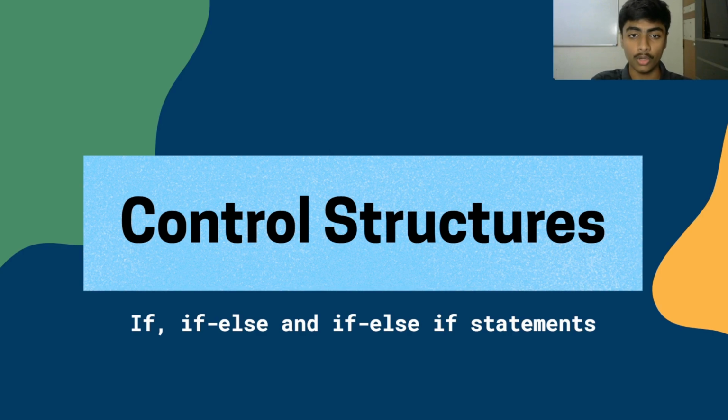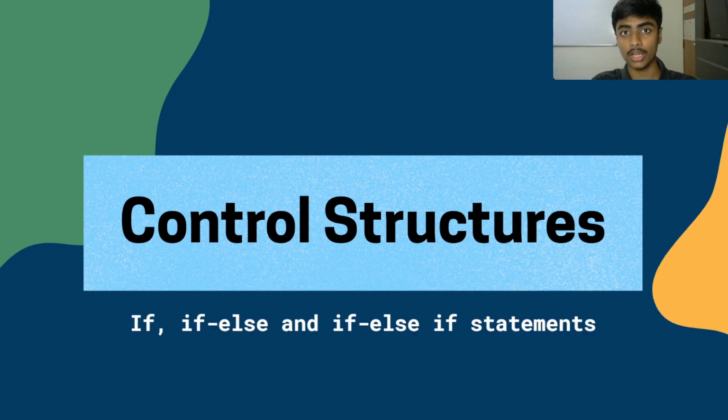In this video, we're going to be learning about control structures in Java. Now, before you learn about how you can implement control structures in a program, you need to understand what control structures actually are. In programming, control structures basically help you to control the flow of your program. In Java, there are three types of control structures. You can have if statements, if else statements, and if else if statements.